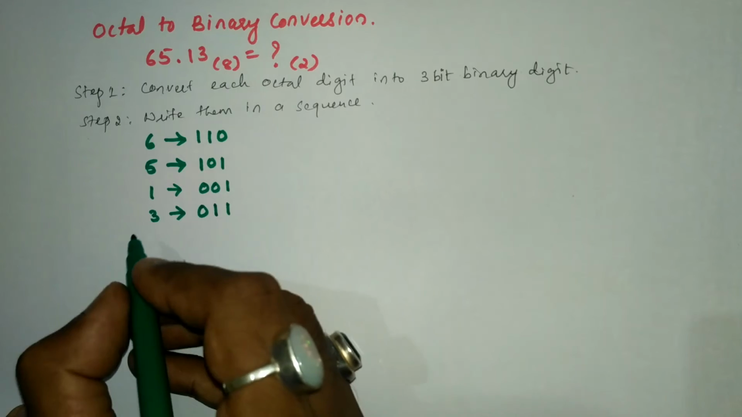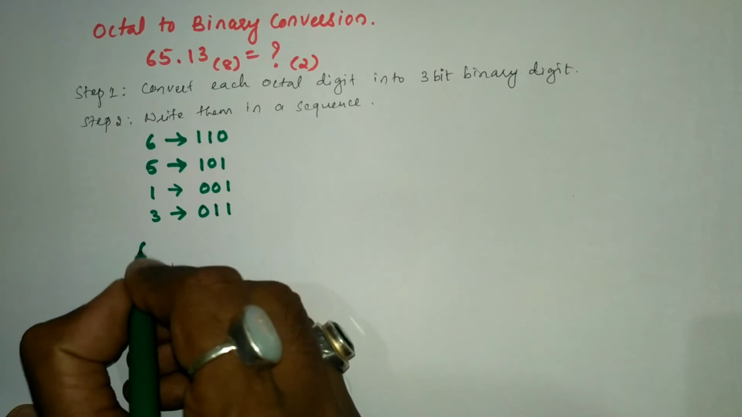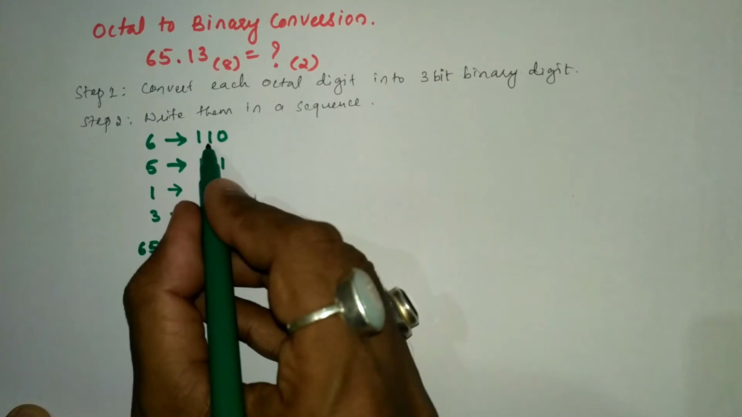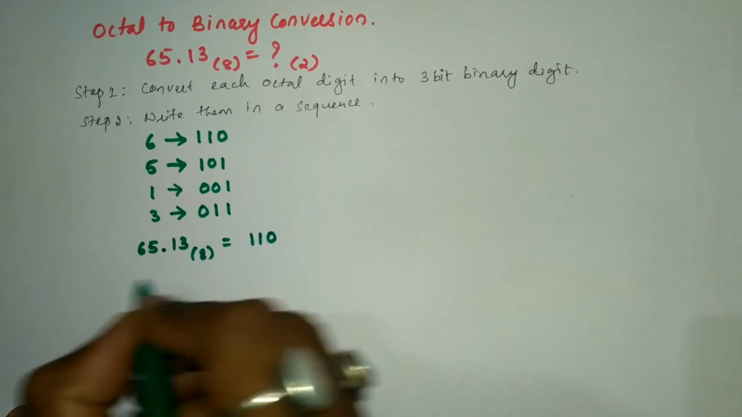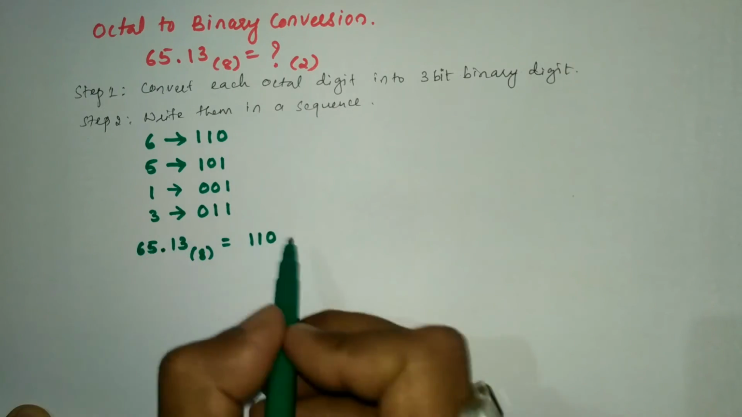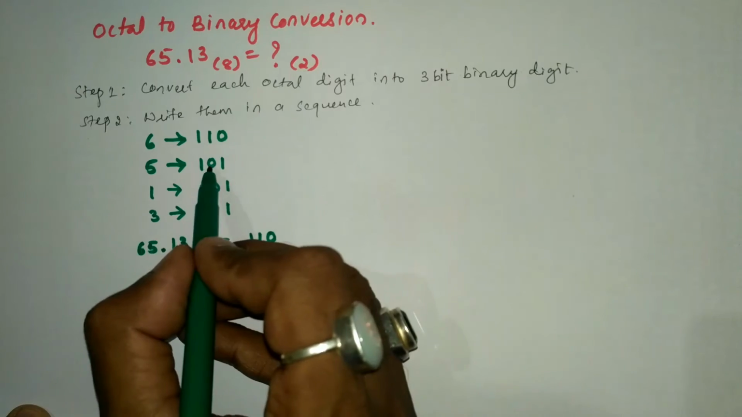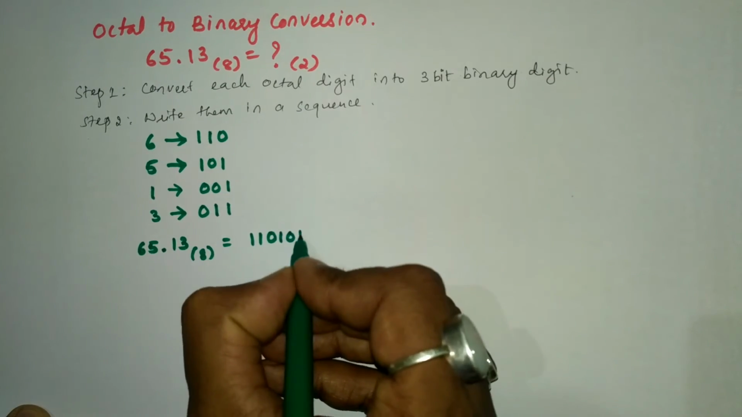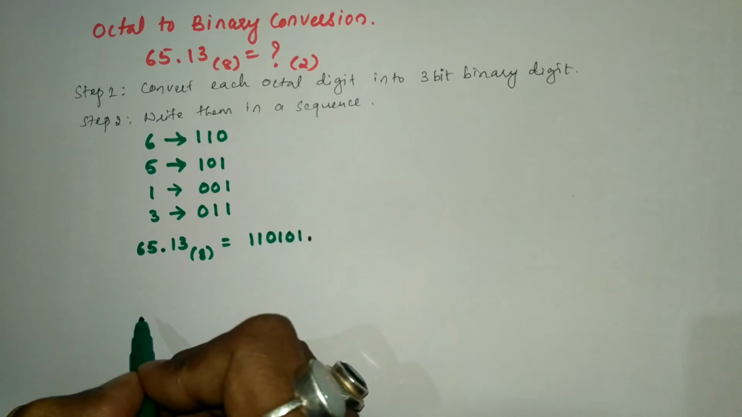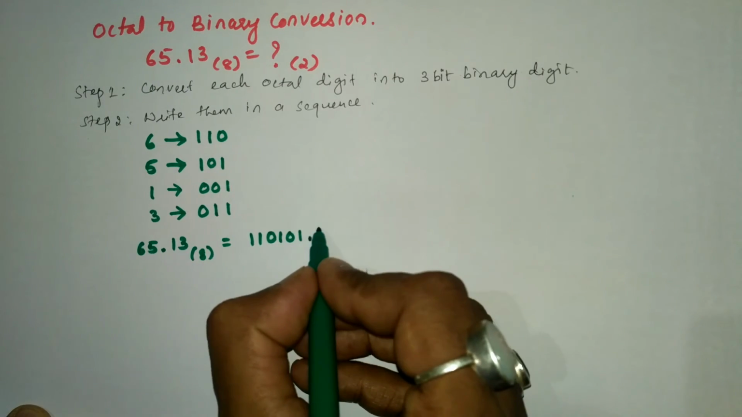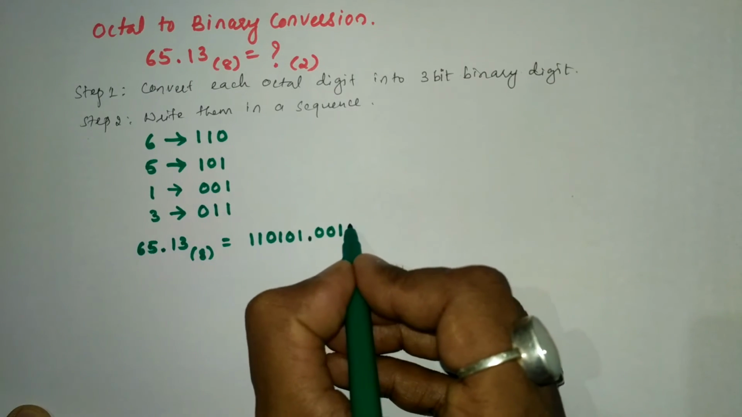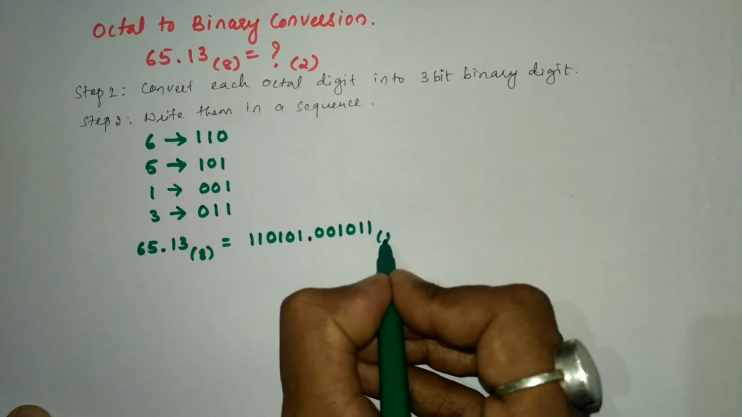Next what we need to write is 65.13 to the base 8 is equal to, what is 6? 6 is 110. Next 5. So here you can see step 2, write them in a sequence. We have to write them in a sequence. After writing 6, 5. So here 1 0 1 is 5. So after 5 we have got the decimal point, put the decimal point over here. 1 can be written as 0 0 1. Next after 1 we have got 3. So 3 is 0 1 1 to the base 2.